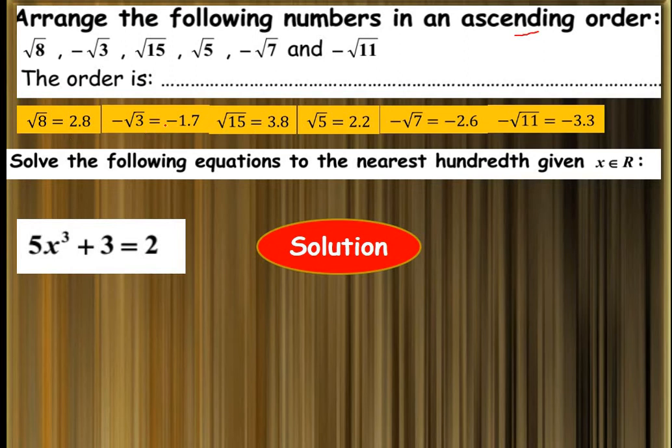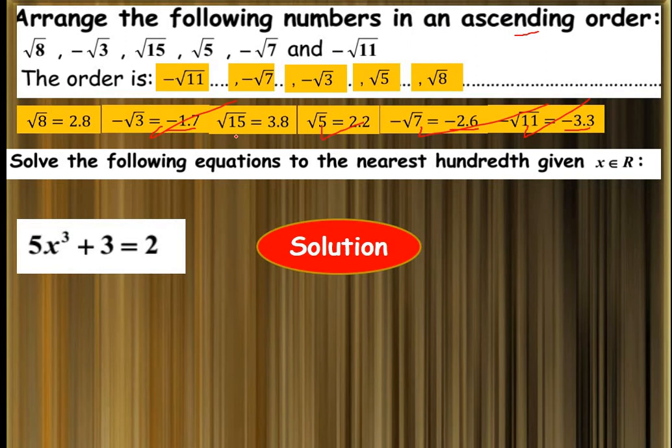Positive or negative? Negative. Then we take the smallest negative number. What is the smallest negative number? Very good, negative 3.3. So we put negative root 11 first. Then negative 2.6, and negative 1.7. Then put the positive numbers like 2.2 or 2.8. Then it will be root 5, then root 8, and finally root 15.